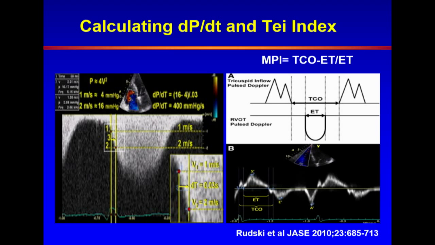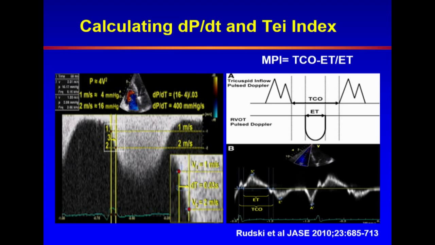As you know, the TR is a reflection of the pressure gradient between the RV systolic pressure and the RA systolic pressure during systole and then during diastole. So if we know a change in pressure and we divide it by a change in time, we have the dP/dt value, millimeter mercury per millisecond. The guidelines advocate for a 2 meter per second and a 1 meter per second velocities.